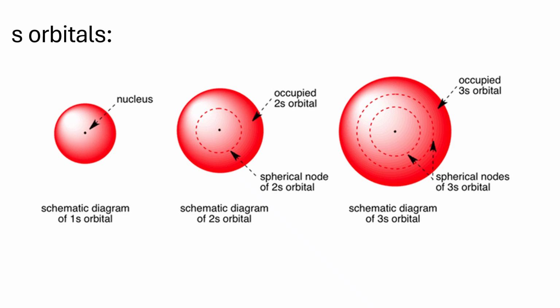S orbitals are spherical, one per shell, simple and symmetrical. Think of it as the electron's cozy little bubble around the nucleus. I'll explain more on what nodes are later.